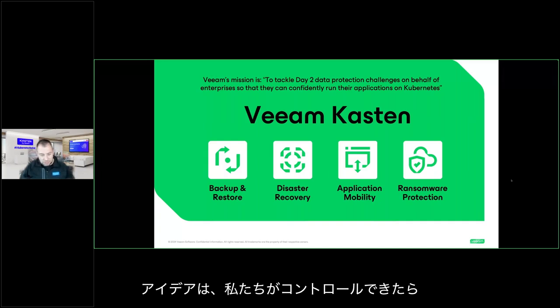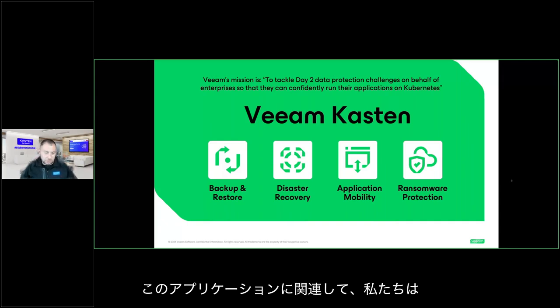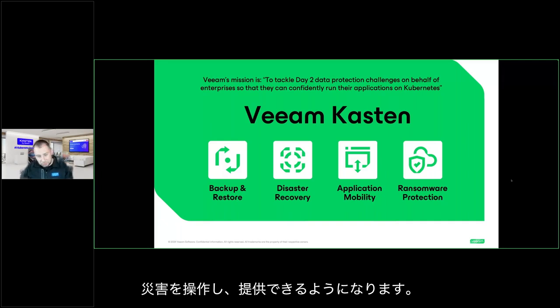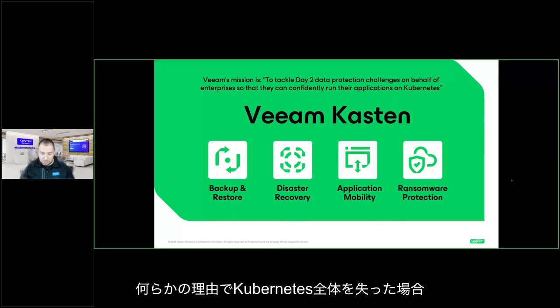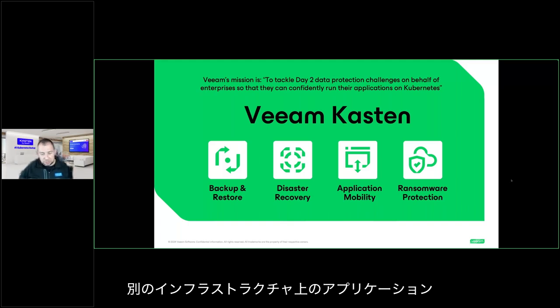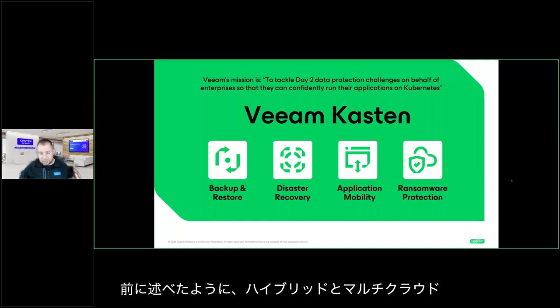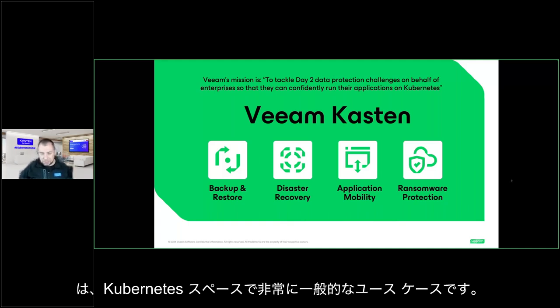The idea is once we have the control and once we have access to the application and the data related to this application, we are going to be capable to operate and provide disaster recovery functionalities to simplify the recovery if for whatever the reason you lose an entire Kubernetes cluster, or if you lose the entire source environment. With Veeam Kasten, you will be capable to very rapidly recover your applications on a different infrastructure or a different cloud.